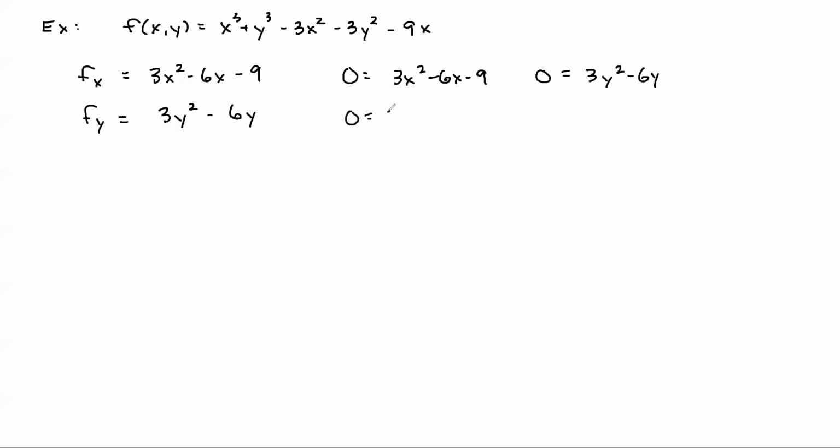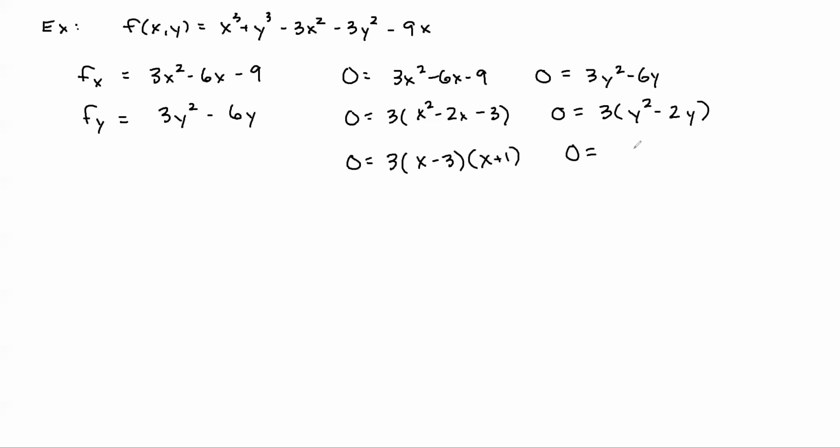All right, and then we could go through and factor x squared minus 2x minus 3. That's x minus 3, x plus 1. And we could factor the other one as well. And so the solution here, we're going to get x equals 3 or x equals negative 1. And here we're going to get y equals 0 or y equals 2.